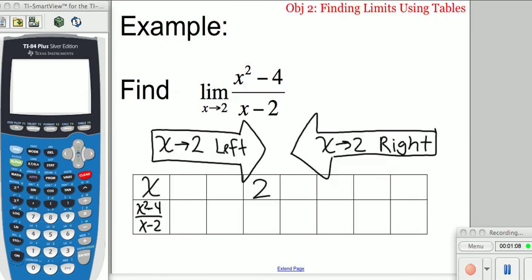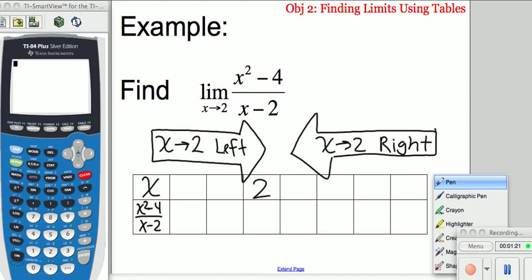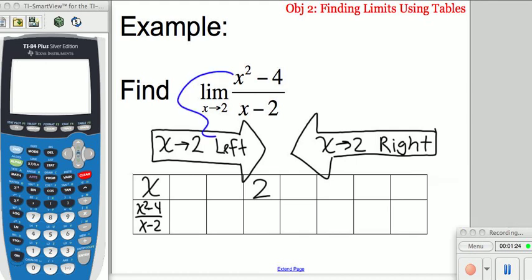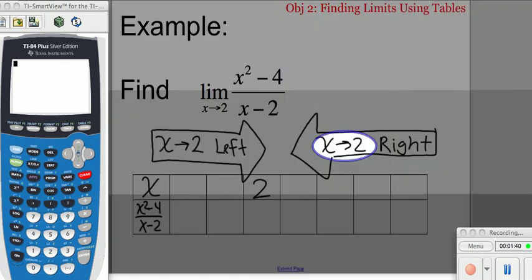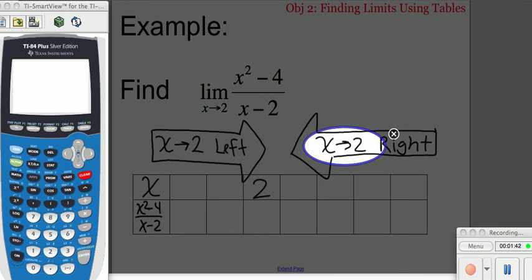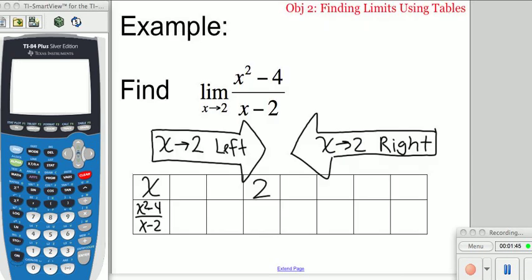We want to find the limit as x approaches 2 of x squared minus 4 over x minus 2. Now you'll notice a little bit of notation here. We have the limit as x approaches 2. So that's telling us where we're going. We're going towards 2. Now notice we can go towards 2 in two ways. We can come up towards 2 from the left, or we can go towards 2 from the right. So we need to look at it in both directions.